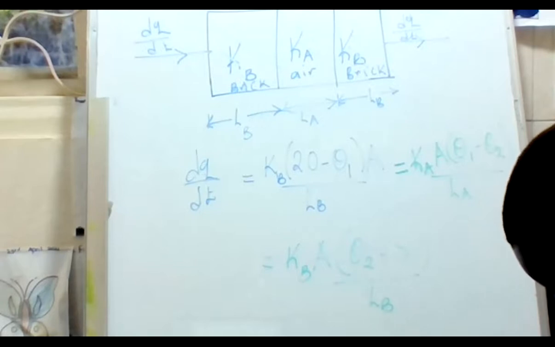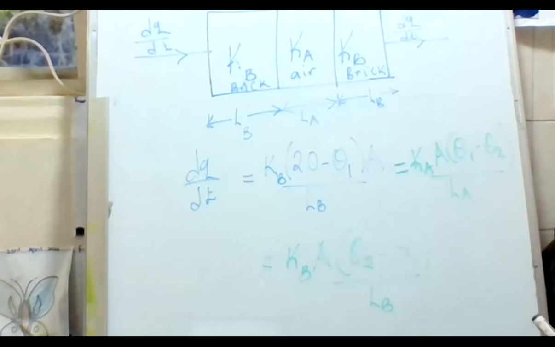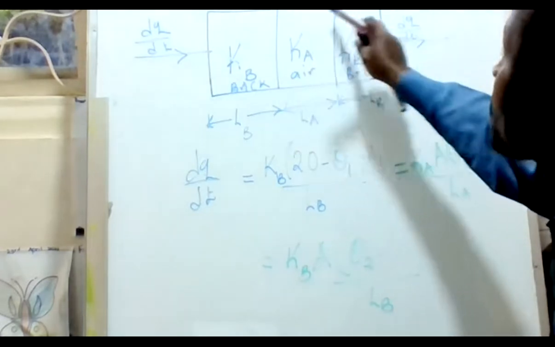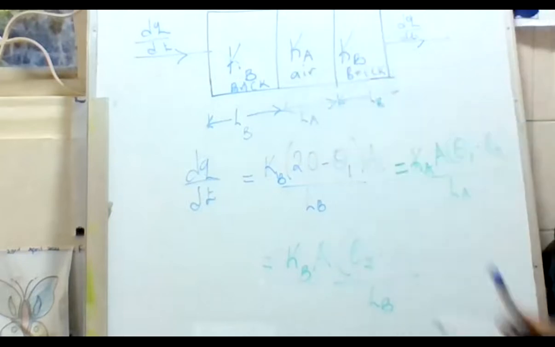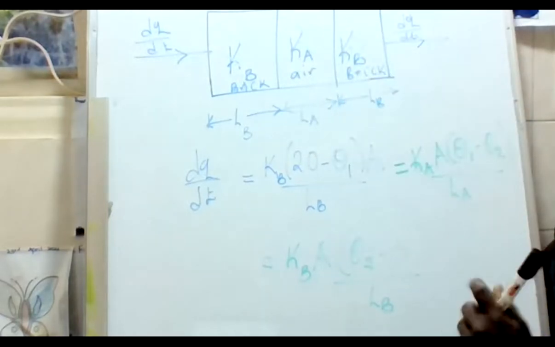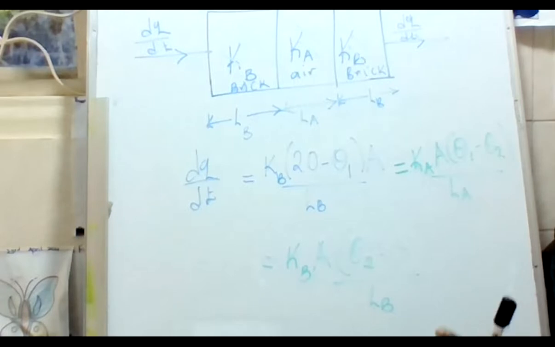Here the question asks us to calculate the temperature of the inner walls of the bricks. They want you to calculate the temperature here, the inner walls of these bricks. I want us to find θ1 and θ2. So you're going to treat any two equations at the same time.